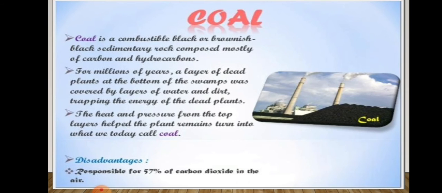Coal. The next is coal. Coal is a combustible black or brownish-black sedimentary rock composed mostly of carbon and hydrocarbons. For millions of years, a layer of dead plants at the bottom of swamps was covered by layers of water and dirt, trapping the energy of the dead plants. Heat and pressure from the top layers help the plant remains turn into what we today call coal. Its disadvantage is that it is responsible for 57% of carbon dioxide in the air.